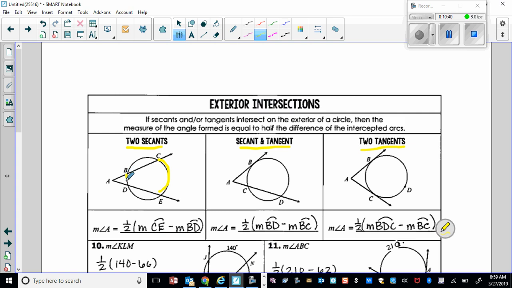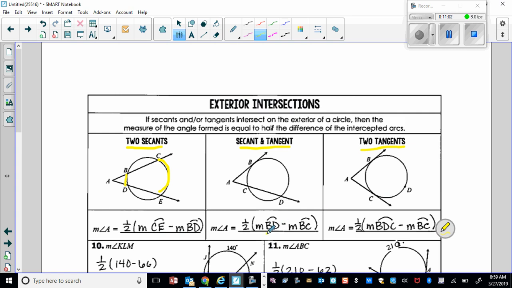And BD is going to be the smaller one. So big minus small, and you divide it by 2. The same thing, big minus small, you divide it by 2. Make sure you're not getting a negative number. If you do, then you're subtracting it wrong. So make sure you always do bigger minus small. Okay, so this is the formula we're going to follow.